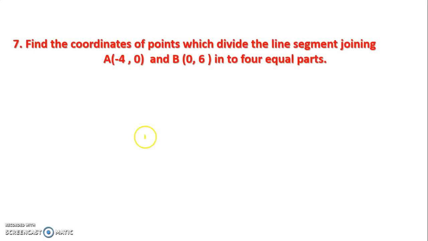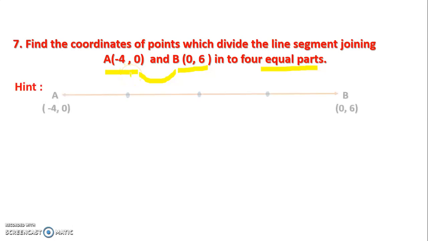Coming to the seventh one: find the coordinates of the points which divide the line segment joining A(-4, 0) and B(0, 6) into 4 equal parts. This is the line segment A and B. AB is a line. You need to make 4 equal parts. How to do that? Here is the hint.